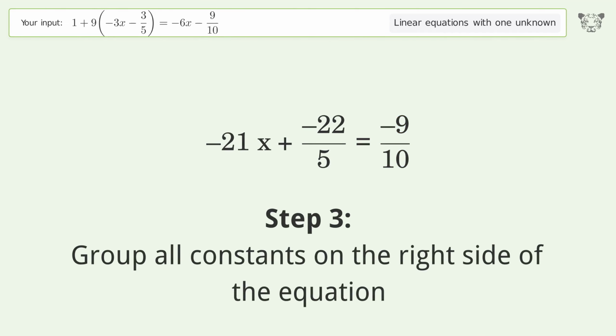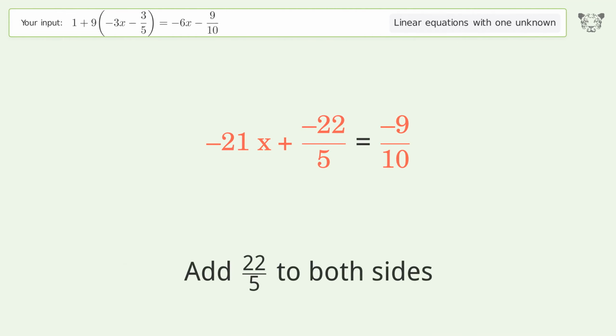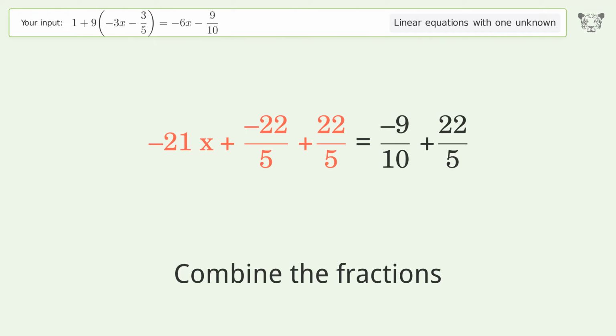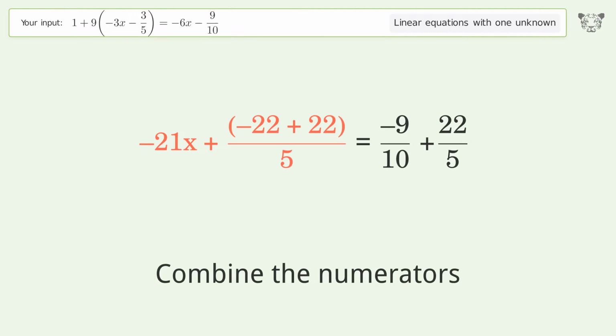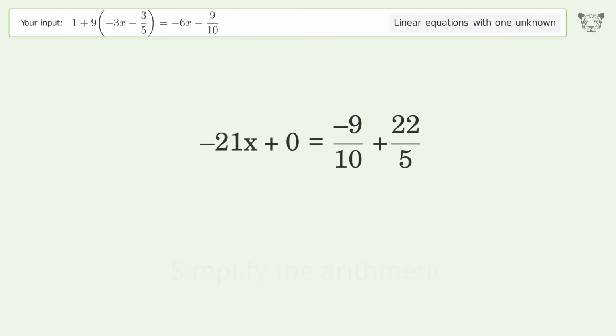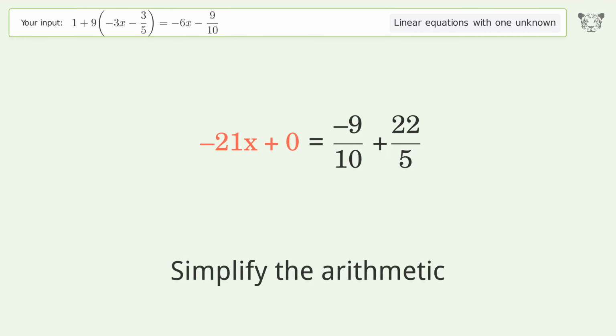Group all constants on the right side of the equation. Add 22/5 to both sides. Combine the fractions. Combine the numerators. Reduce the zero numerator. Simplify the arithmetic.